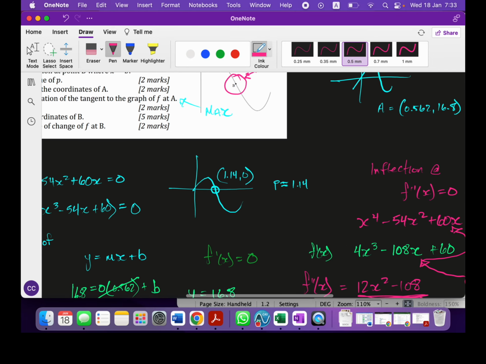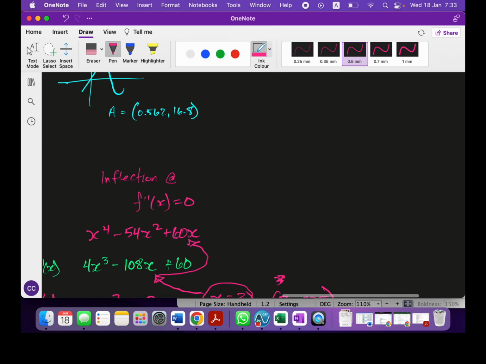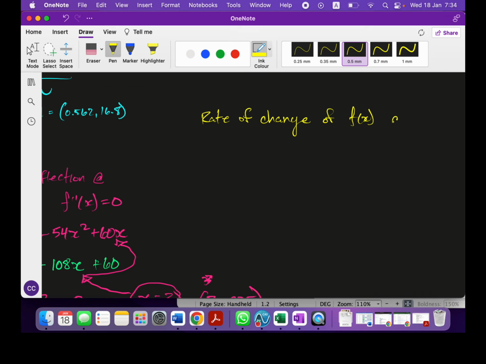Okay, we're there. And lastly, we have to find the rate of change of f at b. So this just takes a little bit of mental gymnastics. The rate of change of f of x at b? Well, we also know that b is actually 3, so that's just the x value. So what that's going to be is the first derivative evaluated at 3.